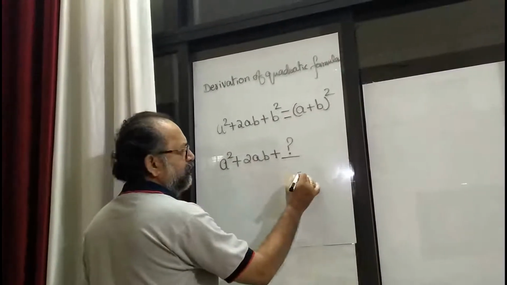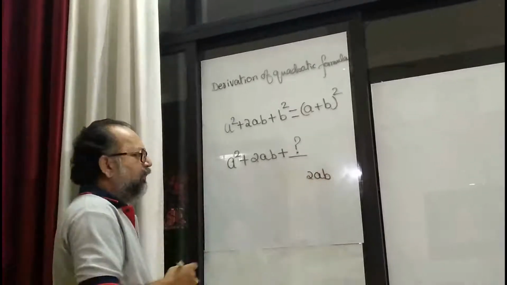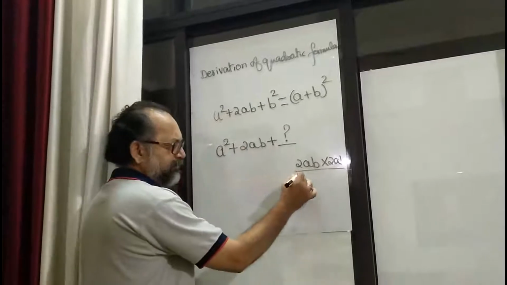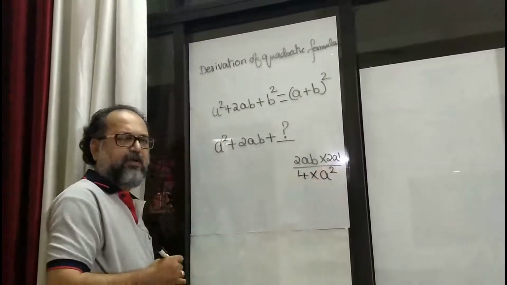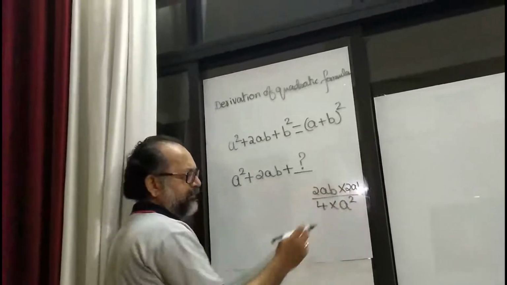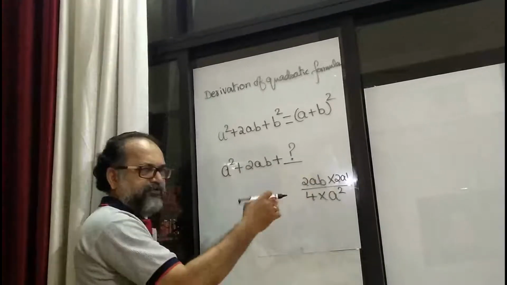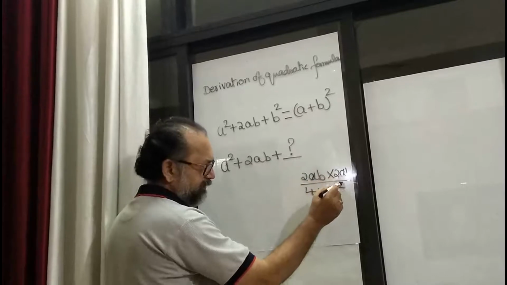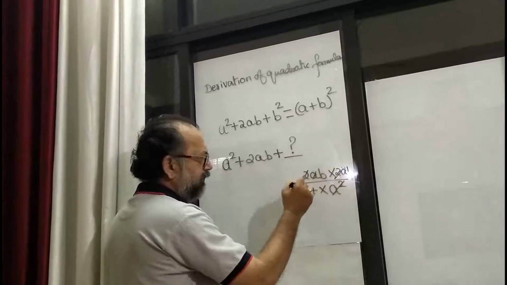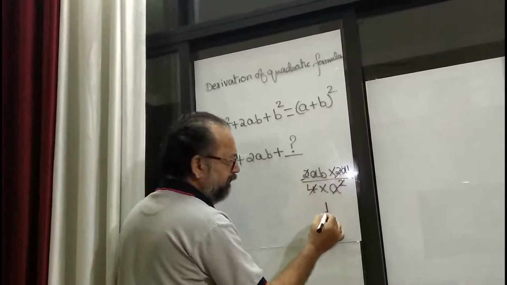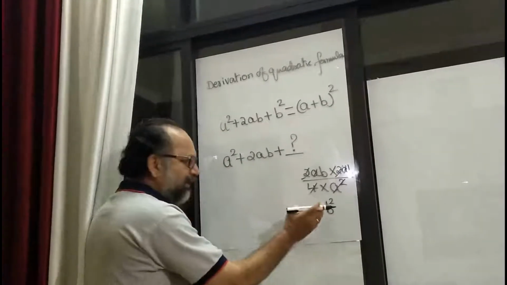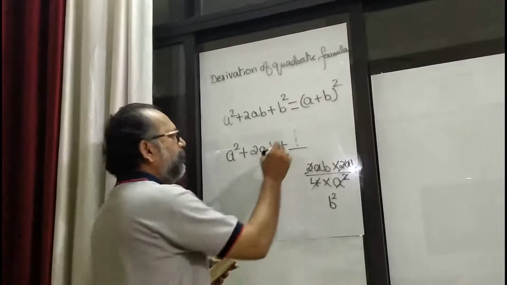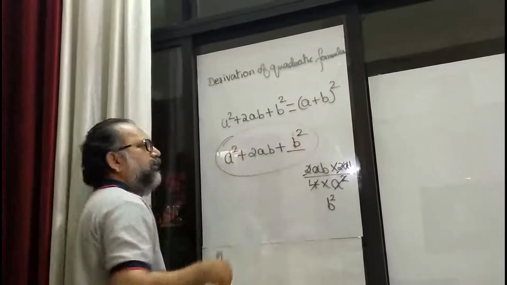See this middle term 2ab. If this middle term is multiplied twice with itself, and you divide it by 4 times the first term, you see this a square is cancelled with this, these 2 2s are 4, which cancels with this 4, and what remains is b square. So if you add this b square here as the last term, this becomes a perfect square.